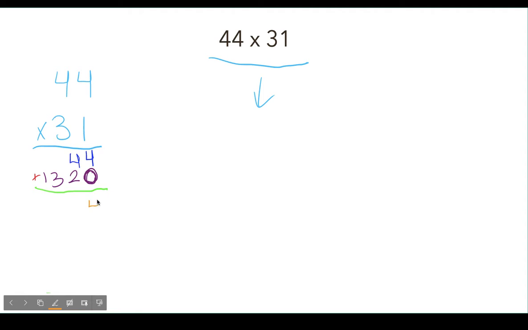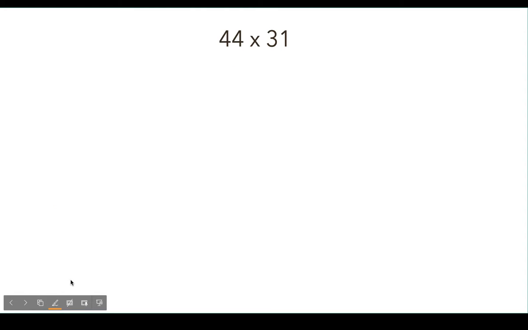4 plus 0 is 4. 4 plus 2 is 6. And then, we can assume that there are zeros here. So 0 plus 3 is 3. And 0 plus 1 is 1. So our answer is going to be 1,364. Let's check it. Yeah, 1,364.